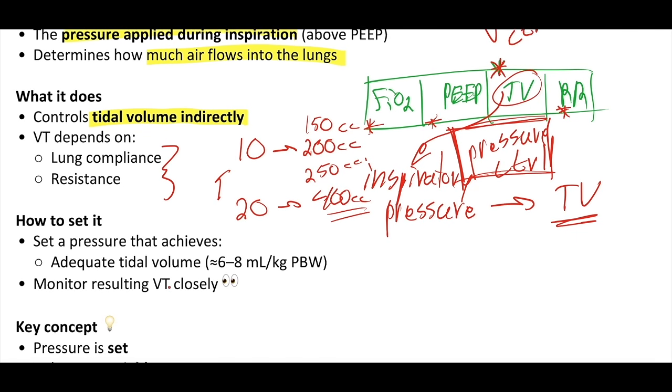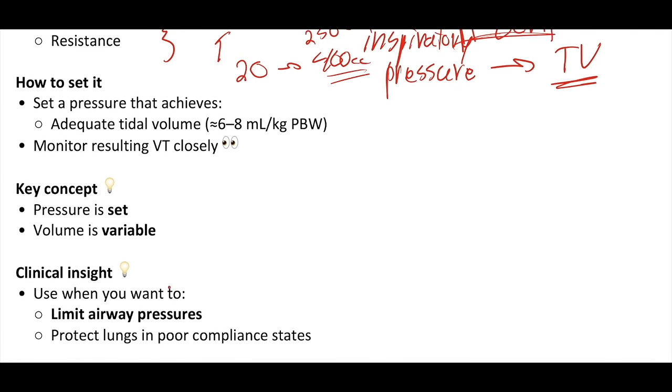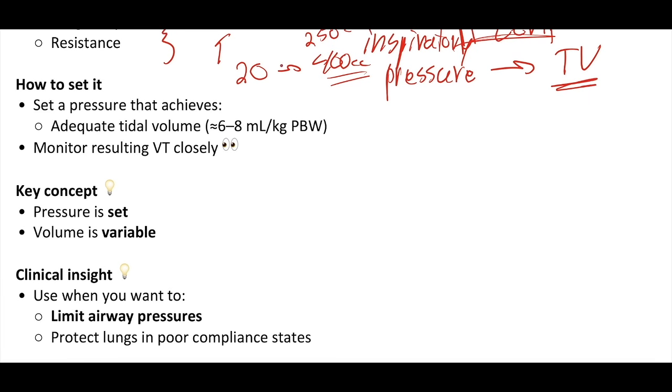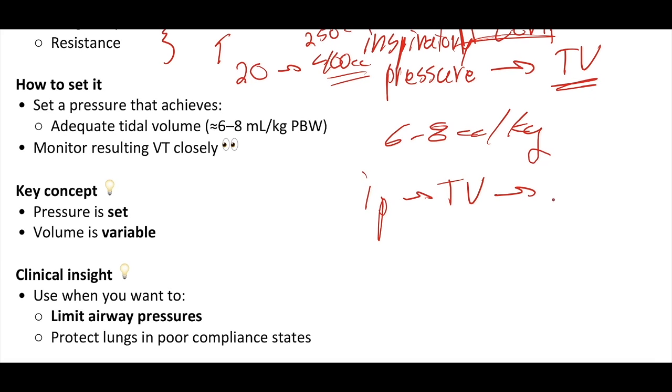To set it, we usually use the desired tidal volume, right? So if we want the tidal volume to be 6 to 8 cc's per kg, we will pick an inspiratory pressure. We'll look to see what the tidal volume is, and then we will increase or decrease the inspiratory pressure to try to get to the adequate tidal volume. But we are always watching what this inspiratory pressure value is, because we don't really want it to go above 30, right? Because that can start to be injurious to the lungs as well.